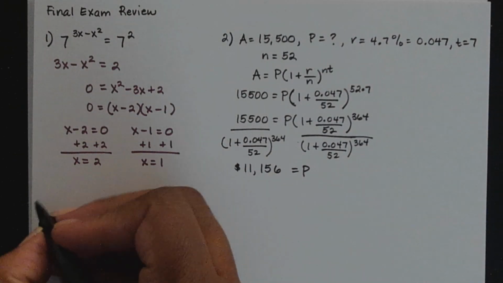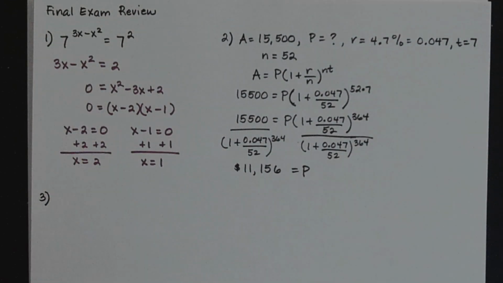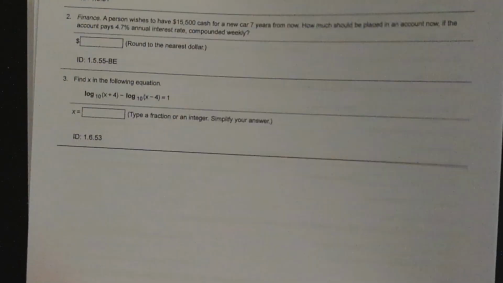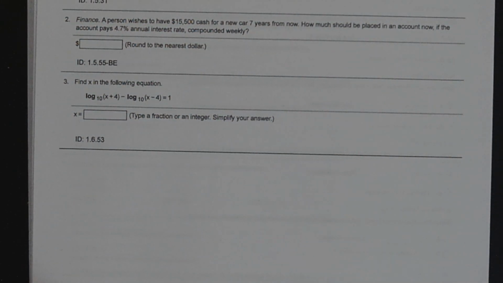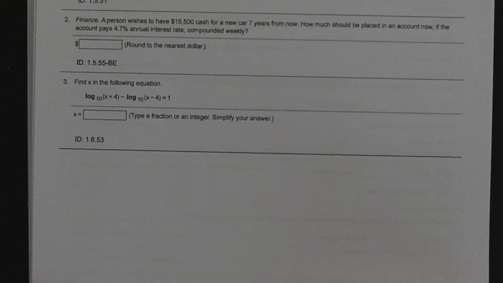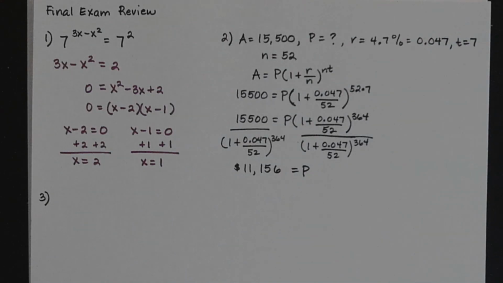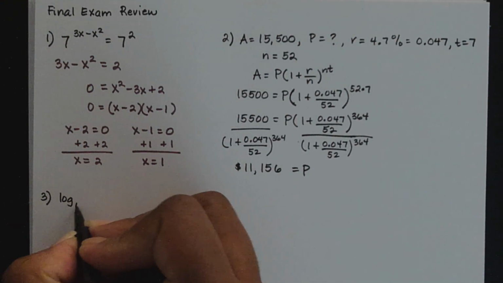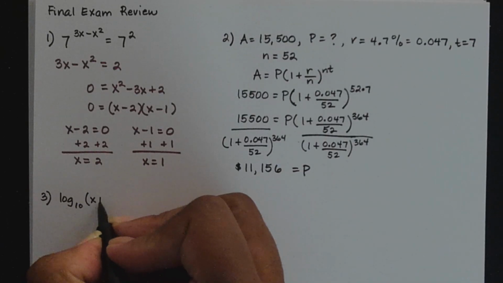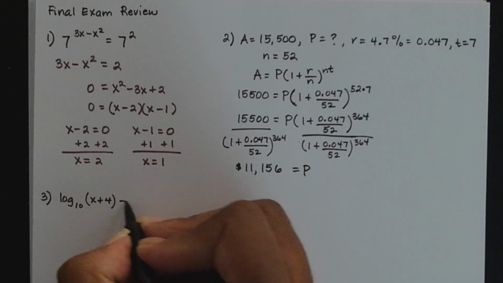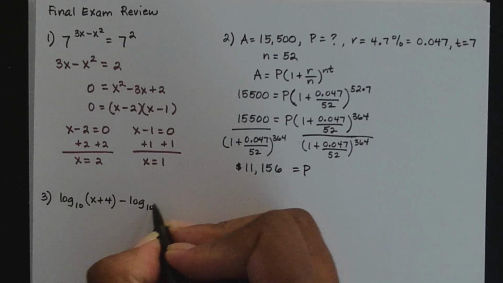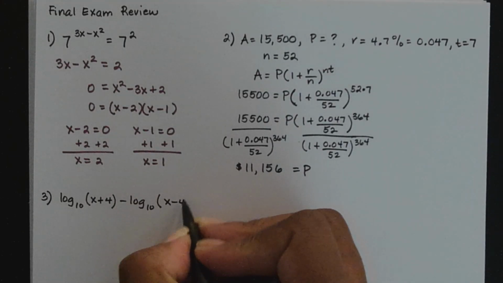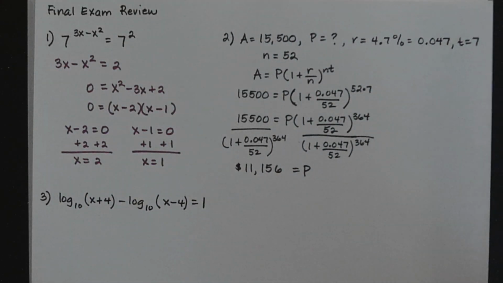Okay, problem number 3 is a logarithmic equation. Here we've got log to the base 10 of the quantity x plus 4 minus log to the base 10 of the quantity x minus 4 is equal to 1. So here we want to find out what x is.